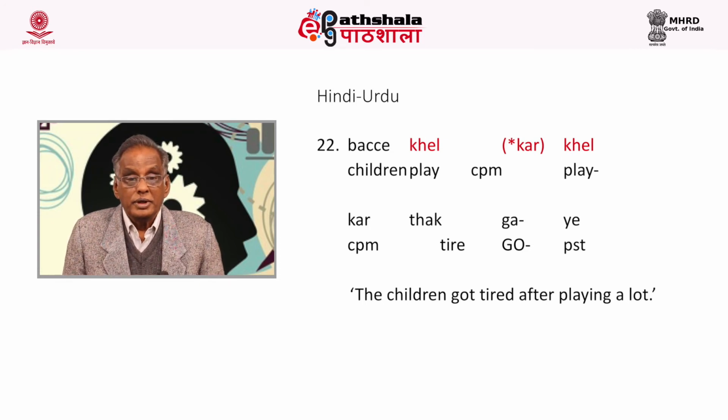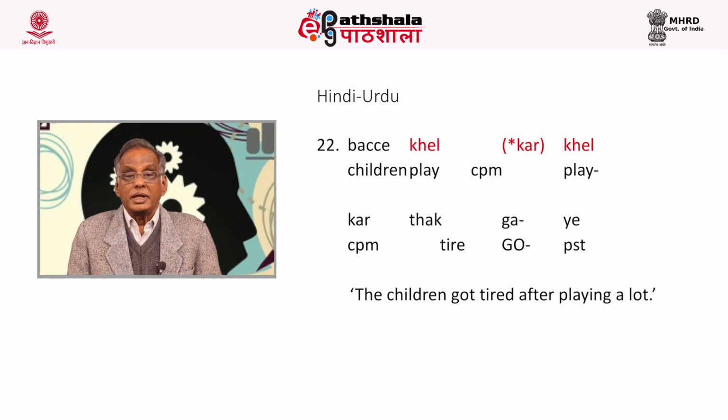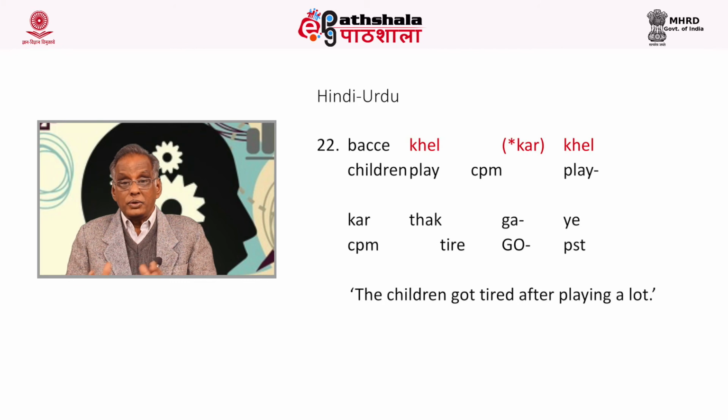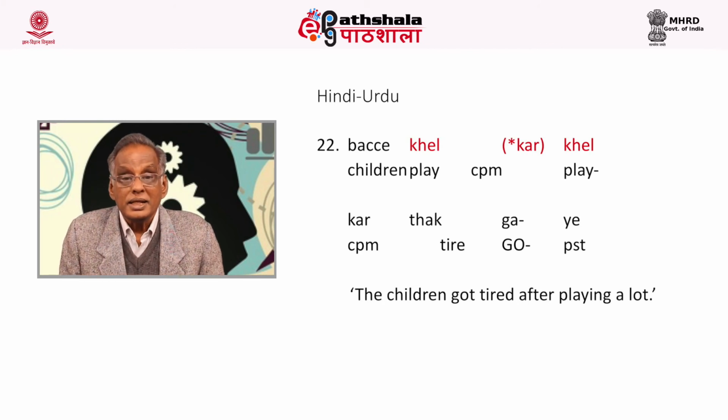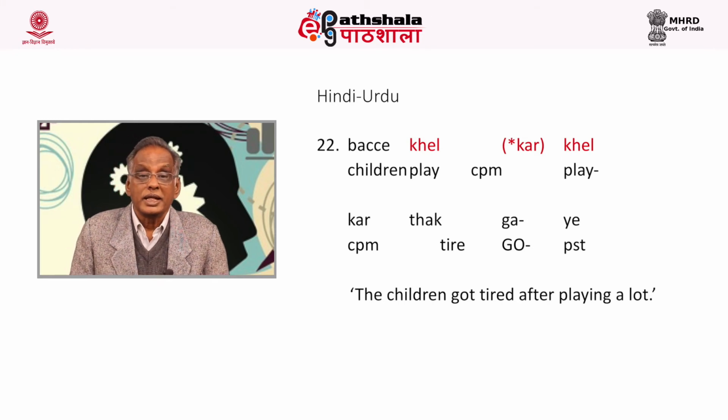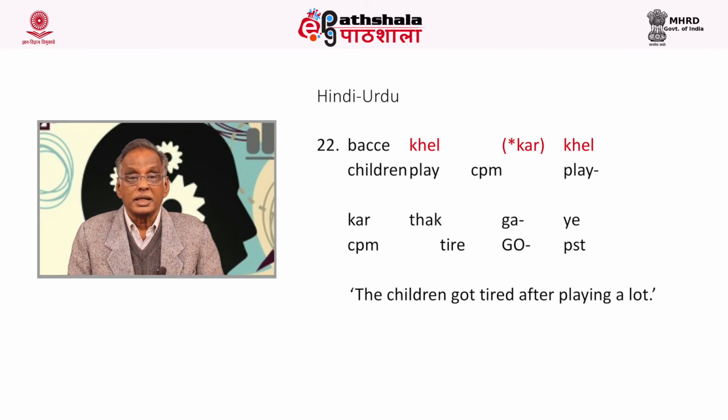And you have in 21, bacche khel kar thak gaye. Khel kar means having played. Khel khel kar means having played a lot. But you cannot have khel kar kar. Why can you not have it? Kar is a free form. Whenever you have the conjunctive participle marker as a free form, the first one does not overtly occur. So you have khel khel kar and not khel kar khel kar.